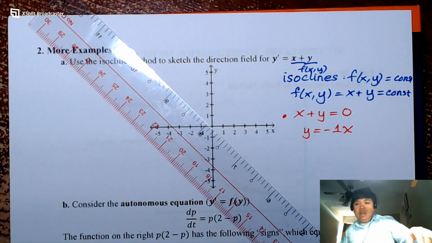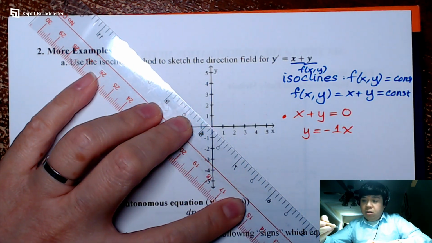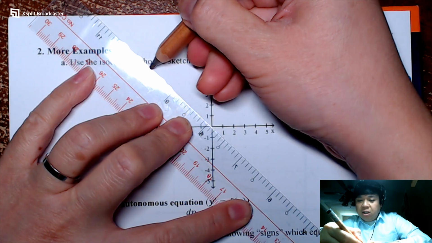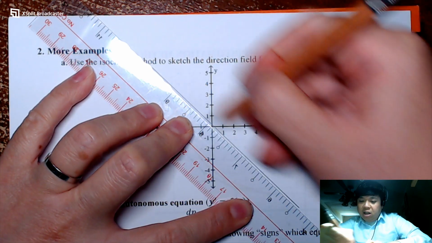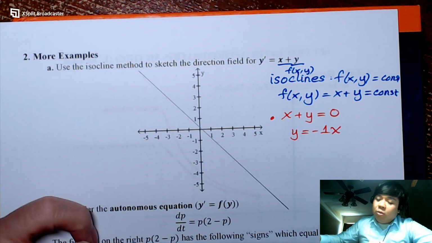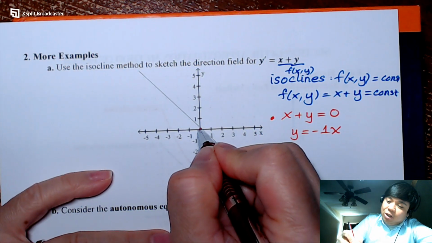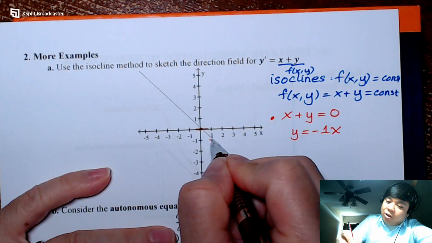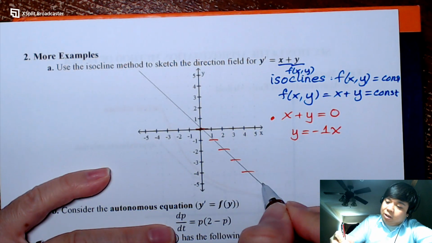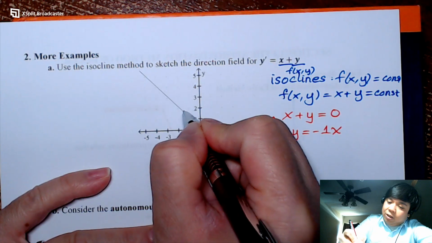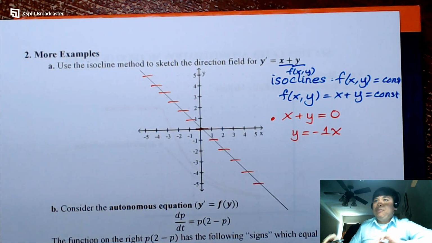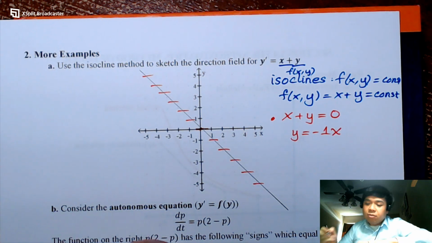I'm going to draw this in pencil, just a little sketch. y equal to negative x. So that is the isoline. And everything on this line, we have the slope equal to 0, which is the horizontal line. Okay, that's the first isoline.